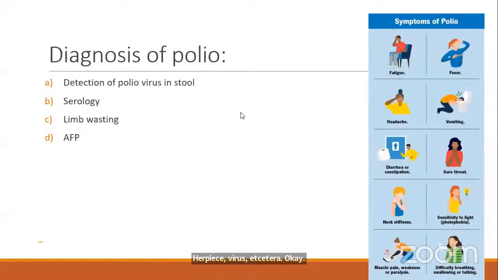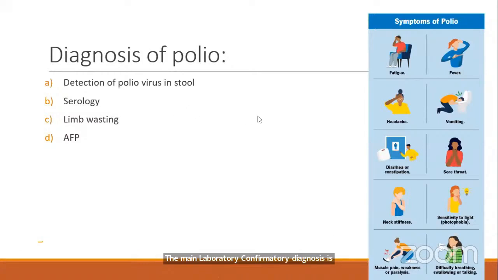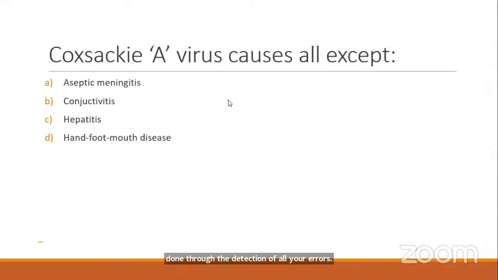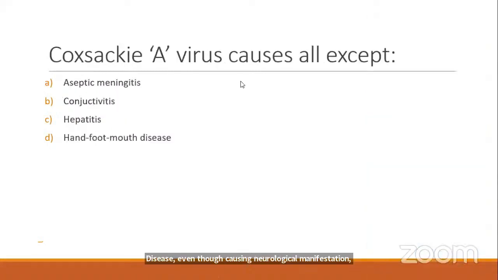Now coming to diagnosis of polio, how can you do it? Yes, it is the detection of poliovirus in stool. You might have heard back in SPM, you can go for AFP surveillance, but it is only for the surveillance part. The main laboratory confirmatory diagnosis is usually done through the detection of poliovirus in the stool. Okay. So poliovirus, remember, even though it causes neurological manifestations, is spread via the fecal-oral route.